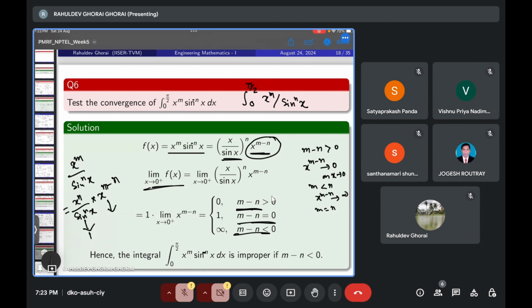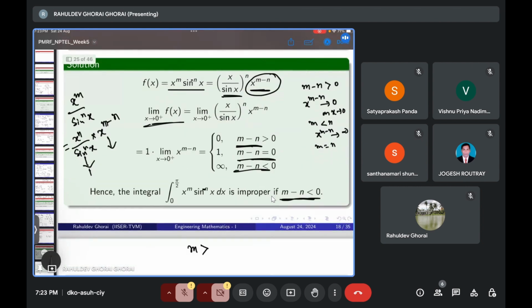So we need to find, first of all, when the integral is improper, and then after that we have to find out for which values it will be convergent. First of all, when m is less than n, then only it is improper. When m is greater than or equal to n, that will always be convergent, because that will be a proper integral. So when m minus n is less than 0, then only we will focus.